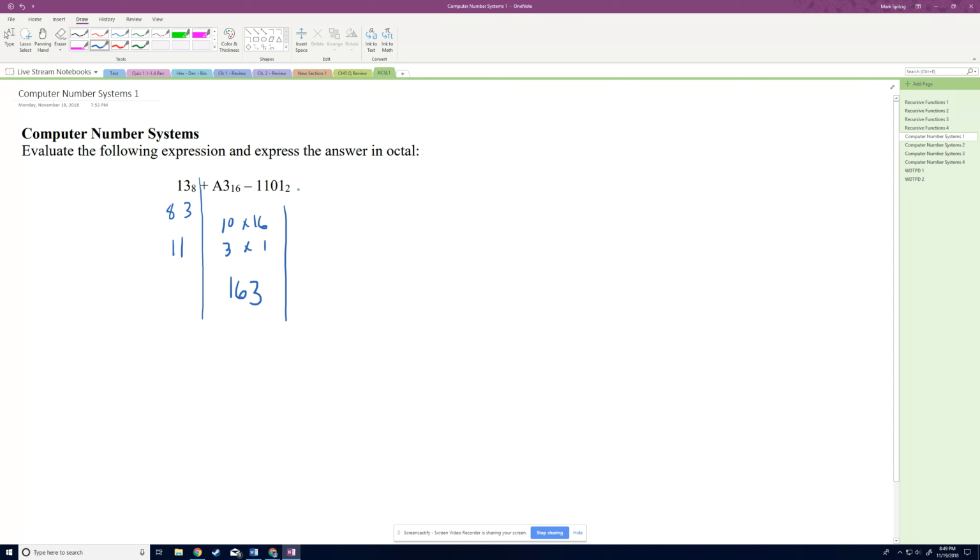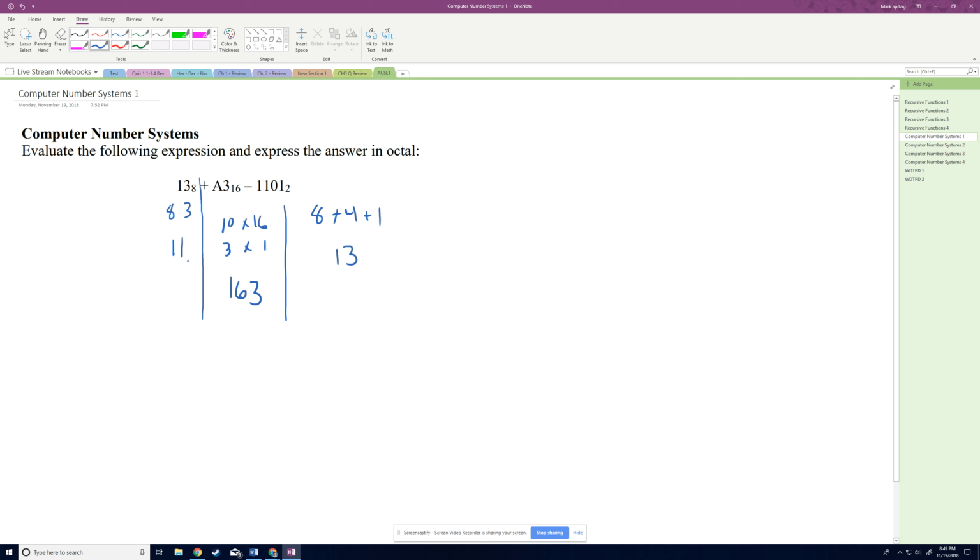And then I'll do the last one over here. So 1101 in binary. Well, that's an 8, right? Because we have 1, 2, 4, 8. So that's an 8, a 4, and a 1 here, which again is just going to be 13. So we know that's just going to be 13.